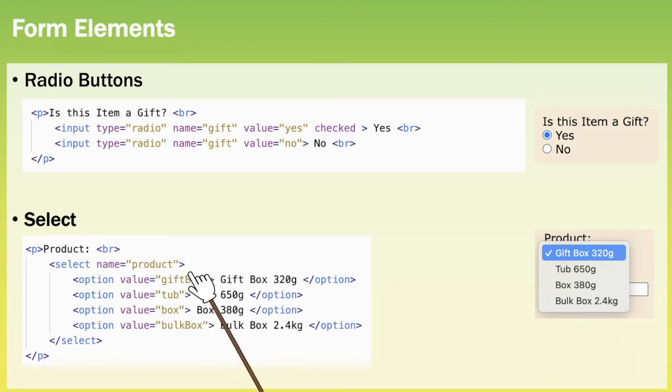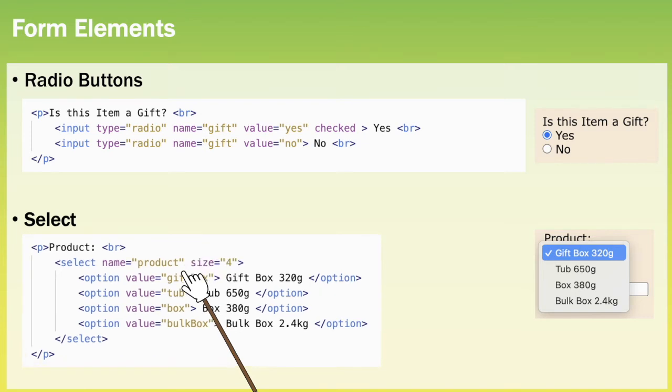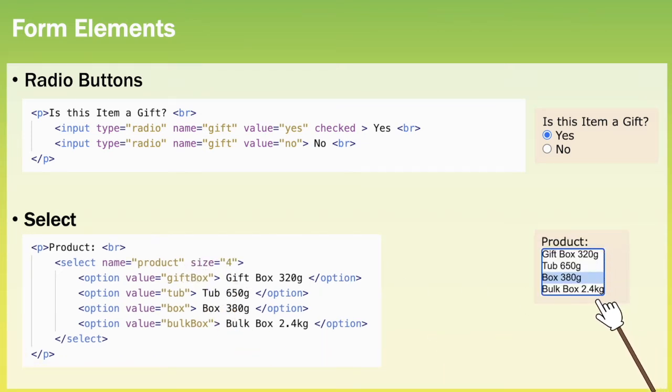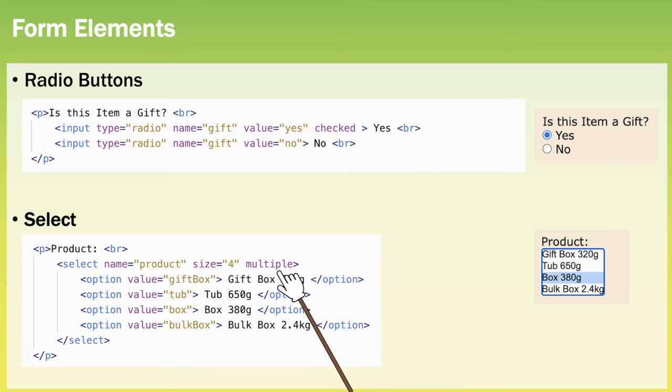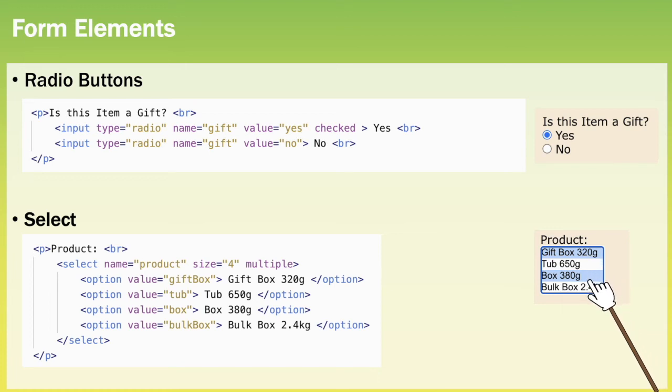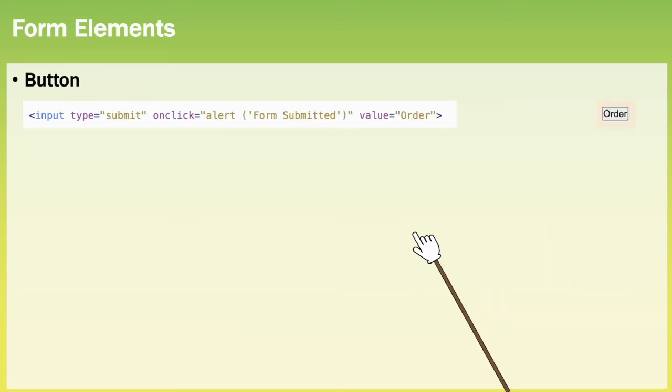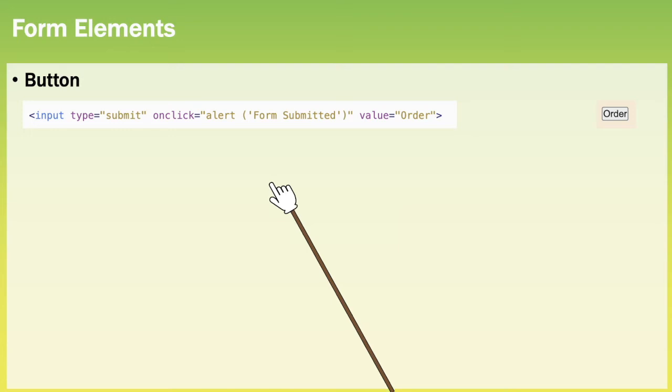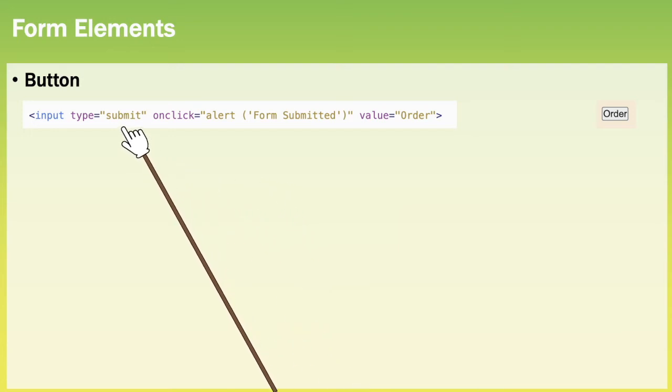If we add to the select tag the option of size, this means that when the element loads, it will show the first four elements, or in our case, all of the elements. If we add to the select tag the option multiple, this means that the user can select multiple options from our select item. The last element and the most important element is a submit element, also known as a button.